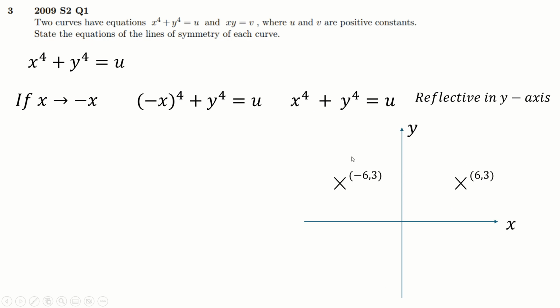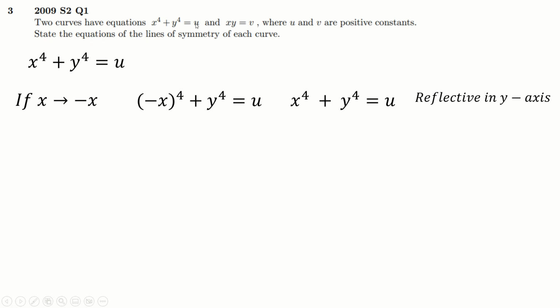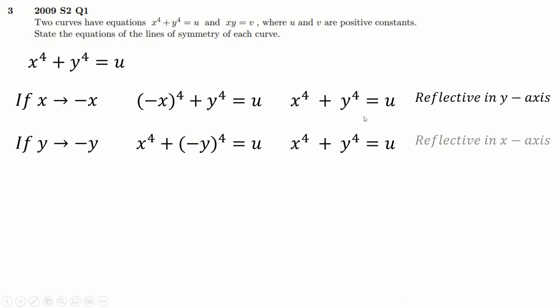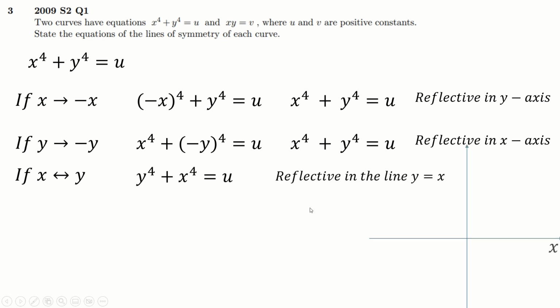Of course, I don't know whether this is actually on the curve because I don't know what u is, but it doesn't matter. Likewise, if you replace y with minus y, you get the same business, so it's reflective in the x-axis as well. But also, if you replace x with y, and these arrows go both ways, if you replace y with x as well, because when you do that, what I'm saying is 6, 3 is going to turn into 3, 6.